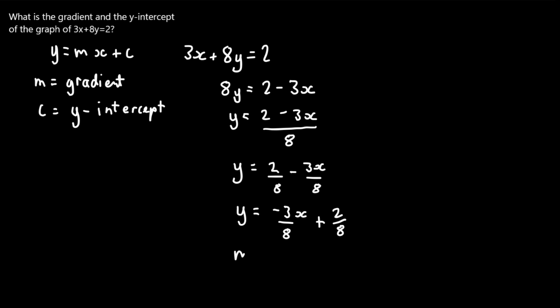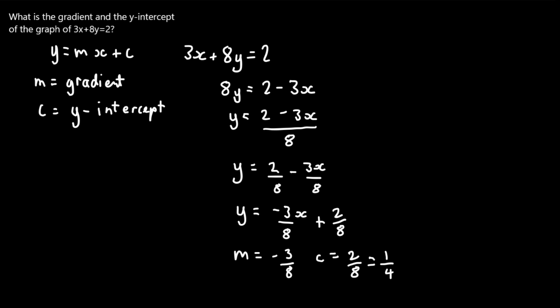So here our m value is equal to negative 3 on 8. And our c value, or the y-intercept, is equal to 2 on 8. Hold on. 2 on 8, we can simplify that. That one's easy for us. We know that's just 1 on 4.